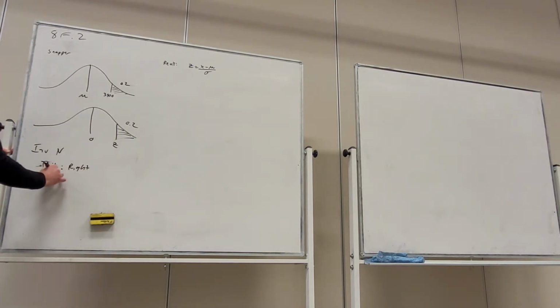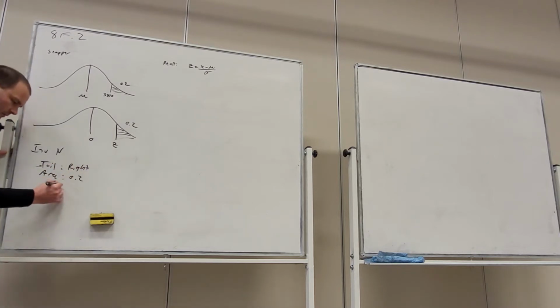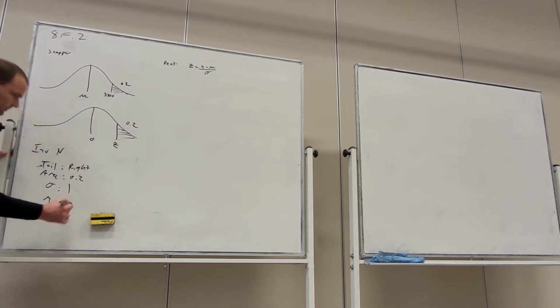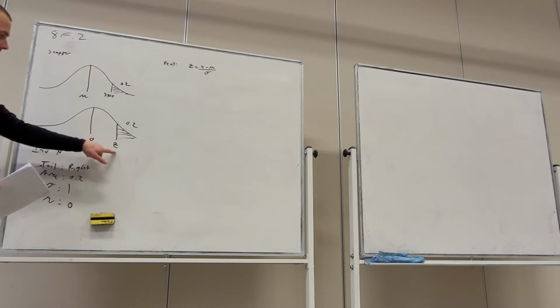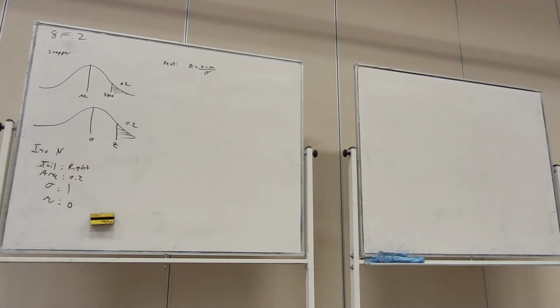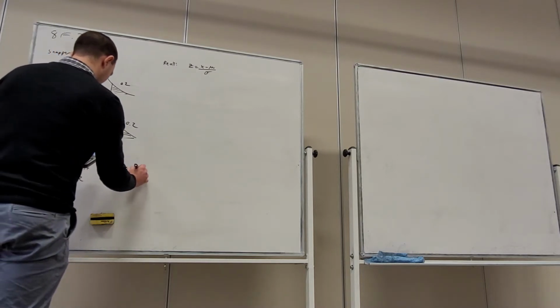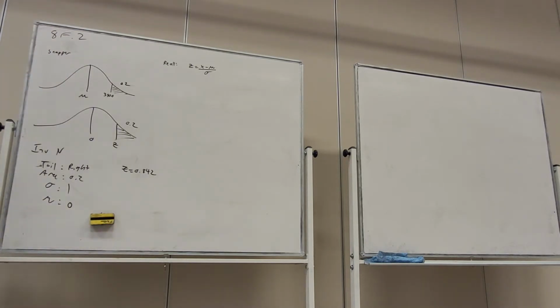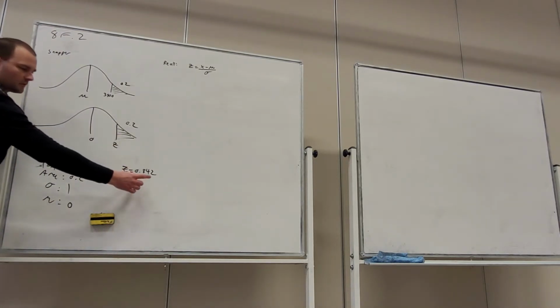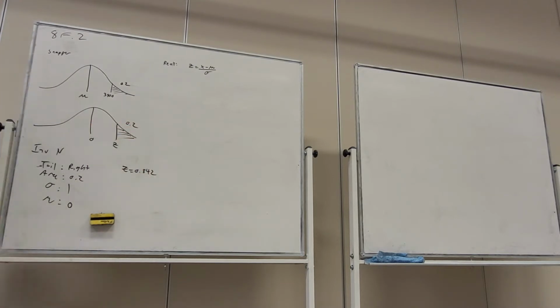Our area is 0.2. Standard deviation 1, mean 0. We want to know what this z-score is, what this number on the z-distribution is. So let's calculate that. Tail's right, area is 0.2. I've got a z-score of 0.842, it's going to round to. So what does this mean? It means this result that we've obtained here is 0.842 standard deviations above the mean.